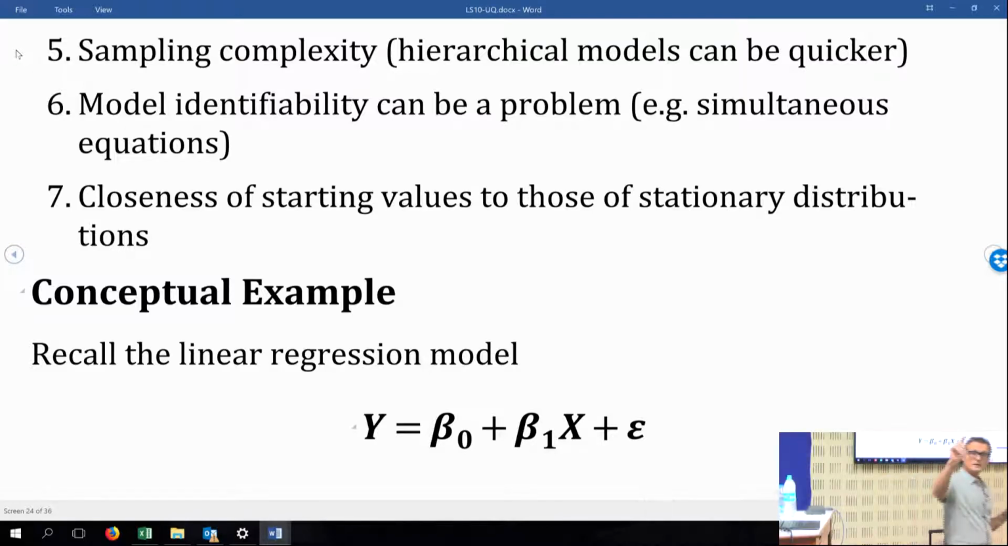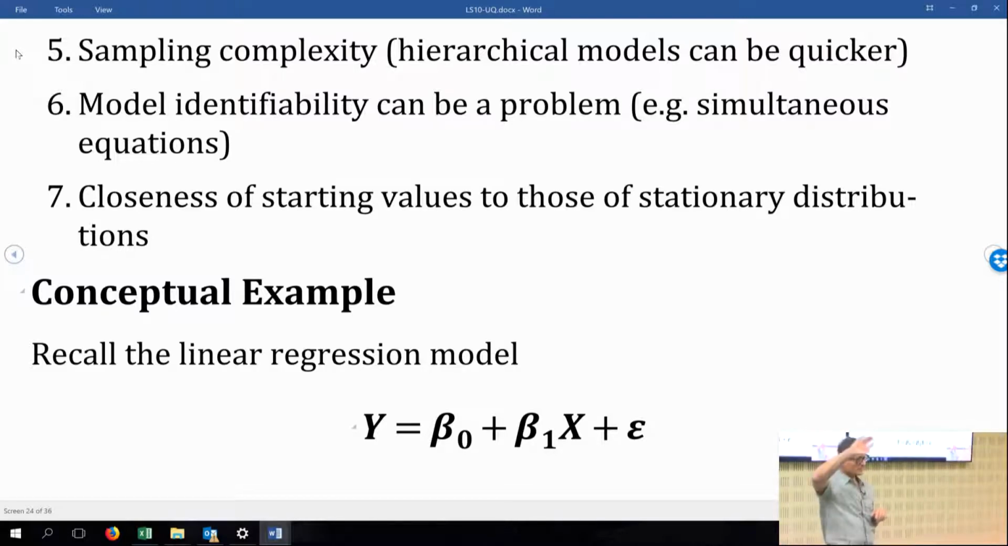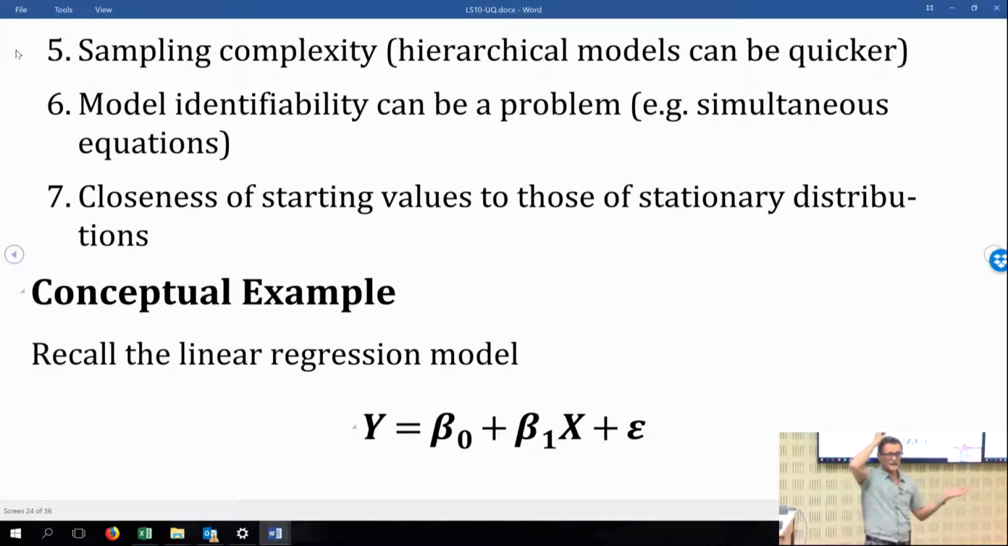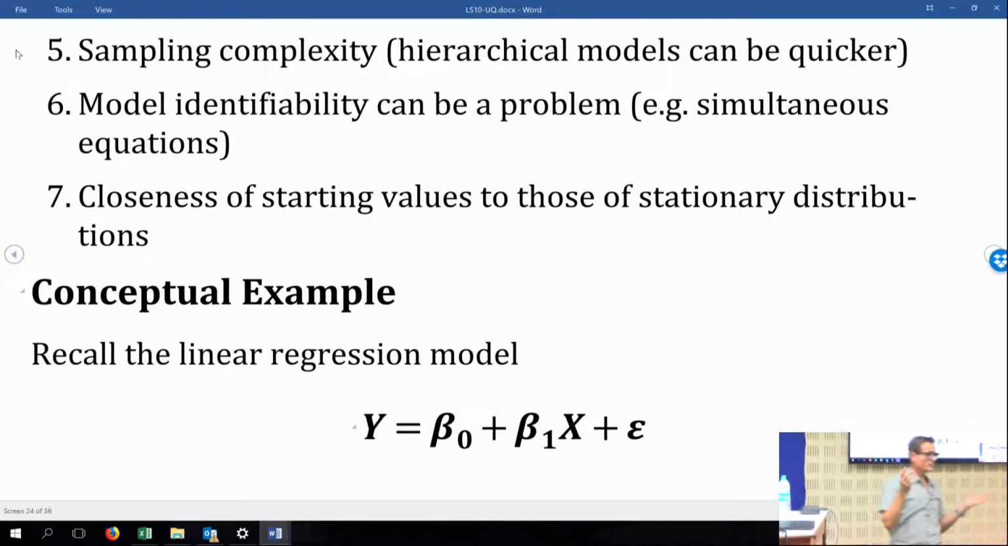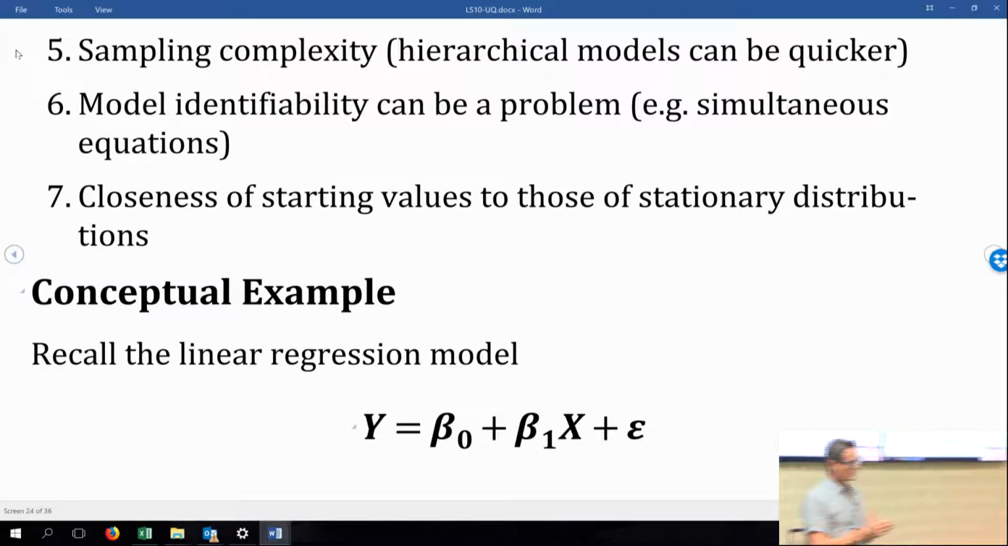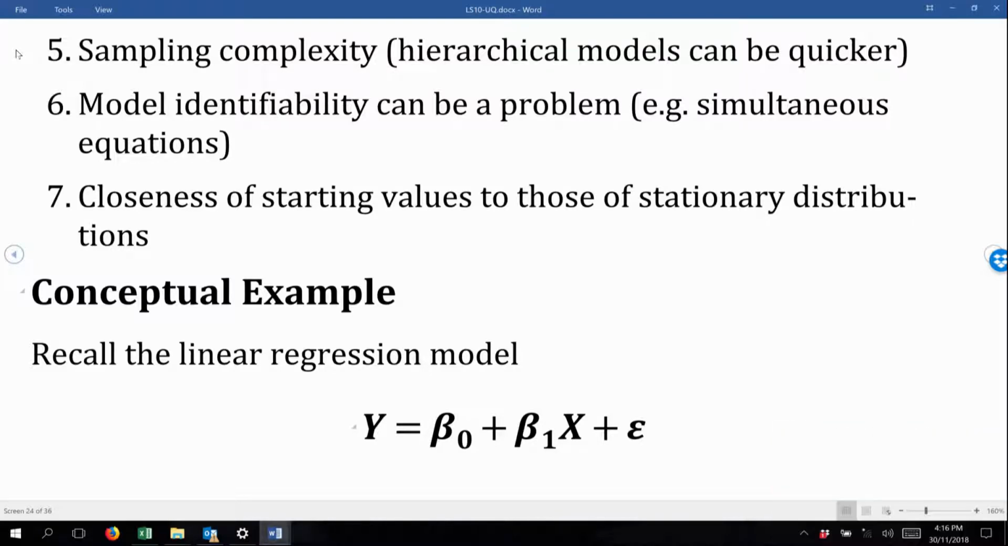We all did that. We estimated beta naught. I'm making it very simple. We estimated beta naught and beta 1. Ordinary least squares. We just calculate. We just have an equation. Actually, we even showed a simple algebra equation that gives you a direct solution for beta naught and beta 1. So easy.